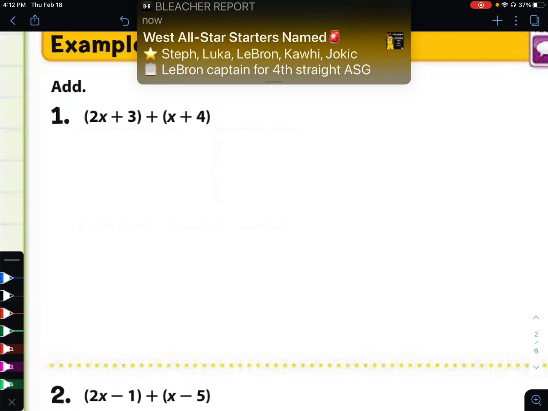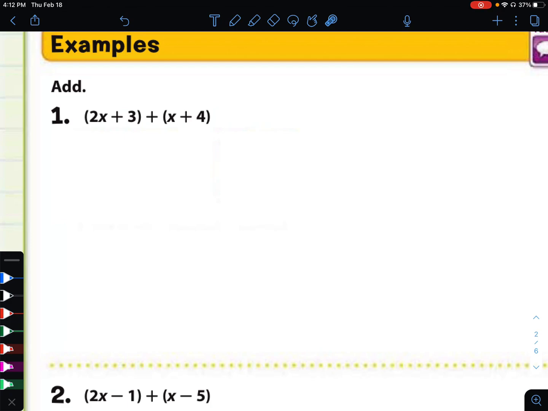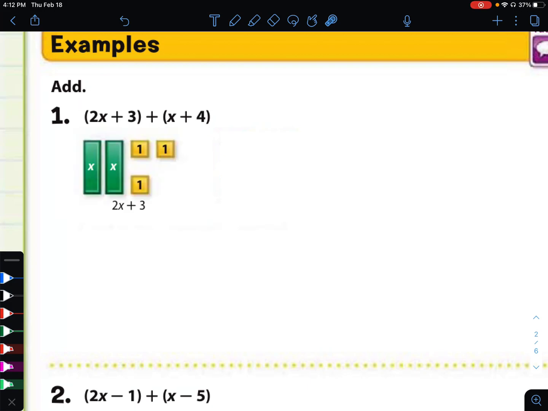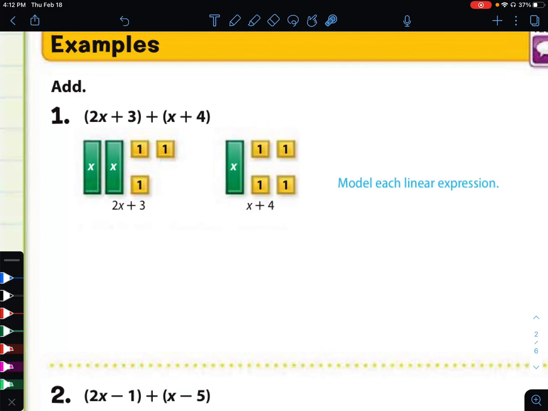If we are going to use models for 2x plus 3, this is how 2x plus 3 will look. You have two x tiles and 3 unit tiles, so that's 2x plus 3. And if I'm going to add x plus 4, this is how x plus 4 will look. That's 1 x tile, and these are the 4 unit tiles, so that's x plus 4. That's how we model the linear expression.